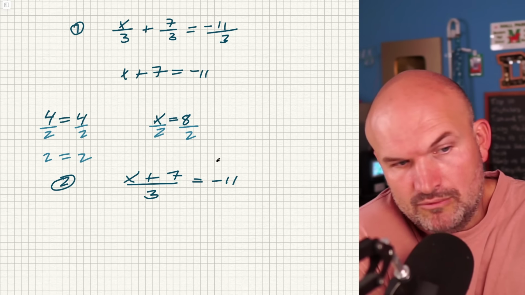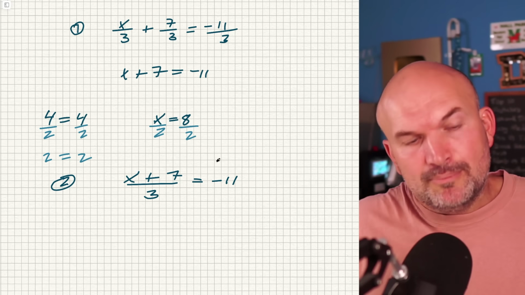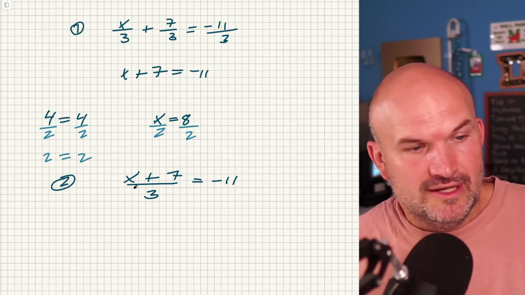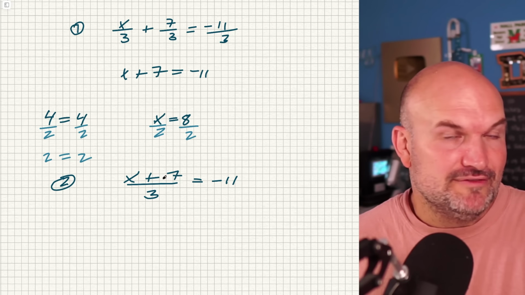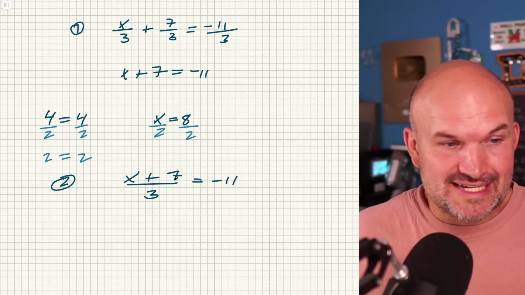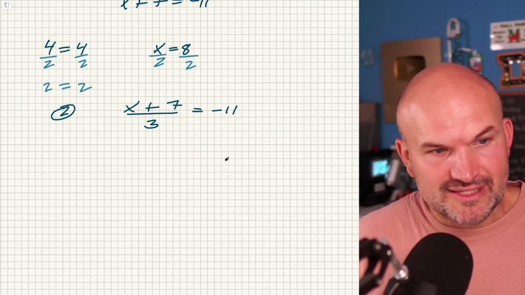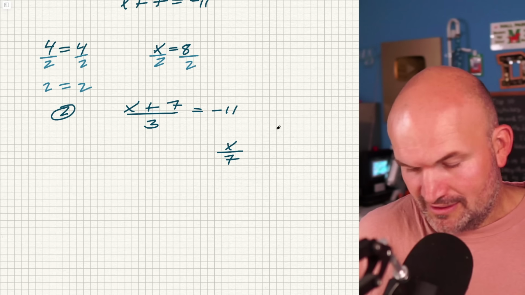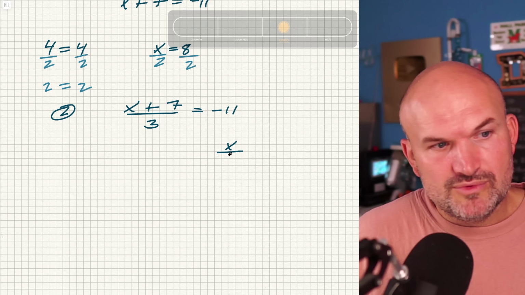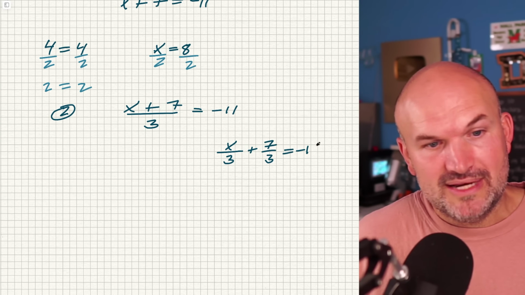So a lot of students would say, well, I have to subtract the 7 before I can undo this dividing by 3. The problem is that this is actually not a 7. This 3 is divided into the x as well as being divided into the 7. So what this actually is, is 7 divided by 3. The other way we can look at this, which I'm not going to solve it this way, but to better understand it, this is really x divided by 3 and 7 divided by 3 is equal to negative 11.